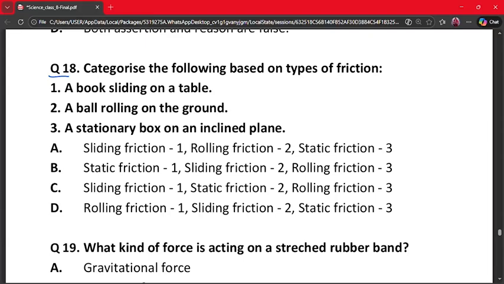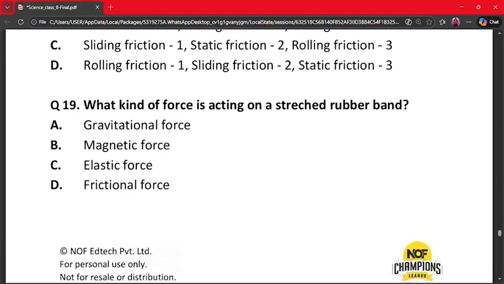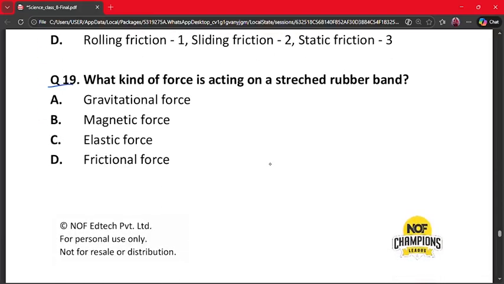So here a sliding book shows sliding friction and a rolling ball shows rolling friction and a stationary box experiences static friction. So option A, sliding friction, rolling friction and static friction is the correct answer. Our next question is question number 19. What kind of force is acting on a stretched rubber band? A. Gravitational force, B. Magnetic force, C. Elastic force and D. Frictional force.